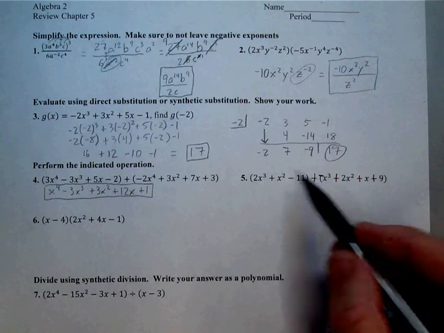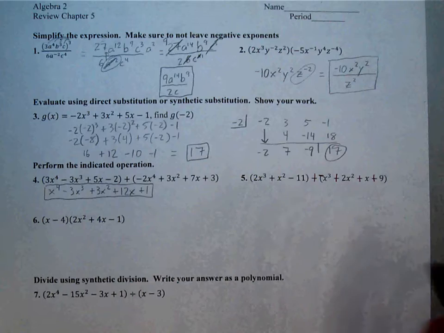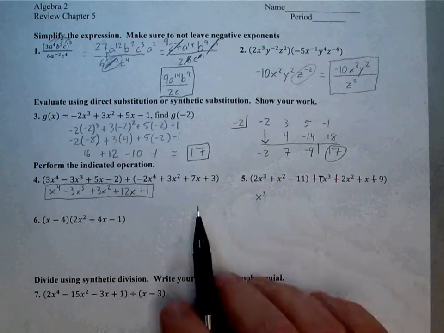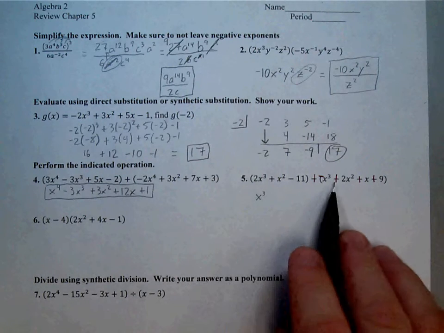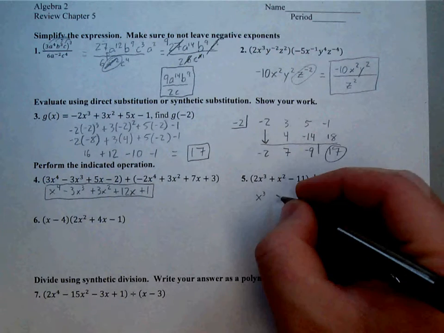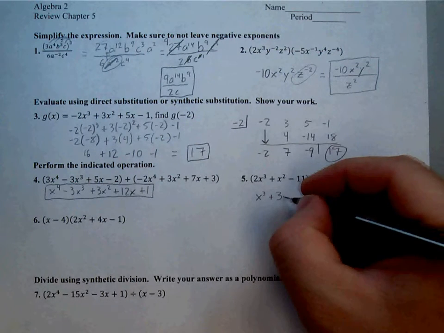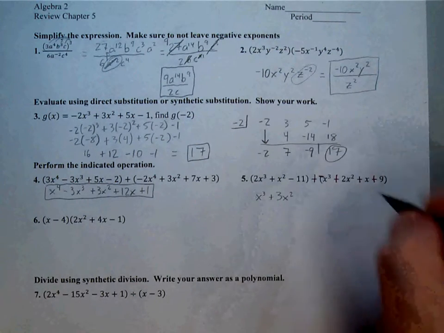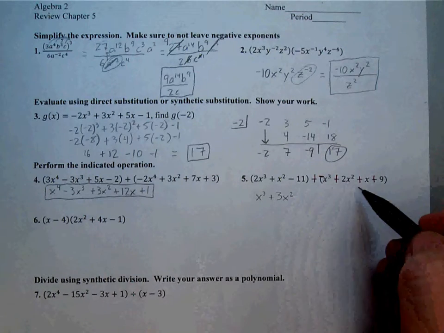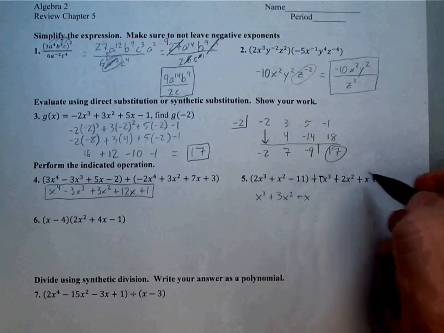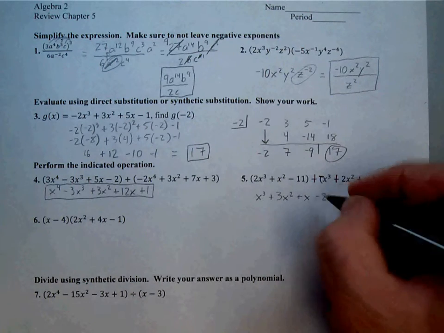So x cubed, 3 is my degree, so a 2 and a negative 1 makes 1, so 1x cubed, or just x cubed. Now I look for x squared. So there's 1 plus 2, that makes 3 x squareds. And I'm looking for x. There's none in the first set, so plus x. Then constants, negative 11 plus 9 is negative 2.